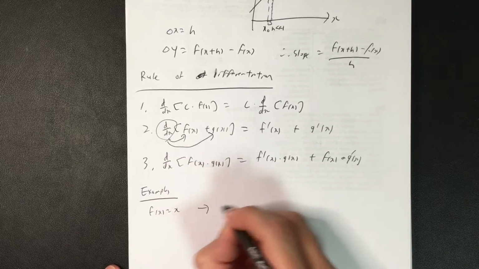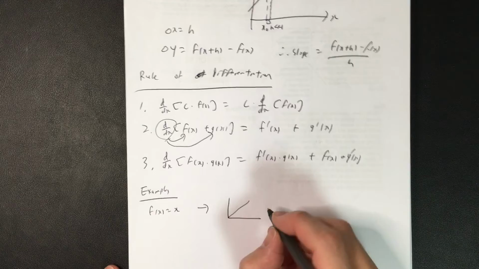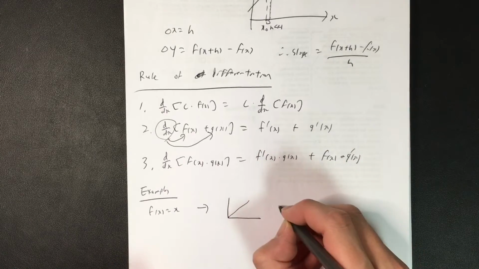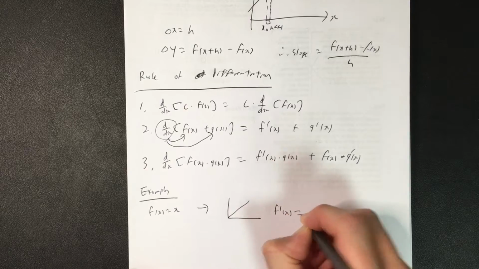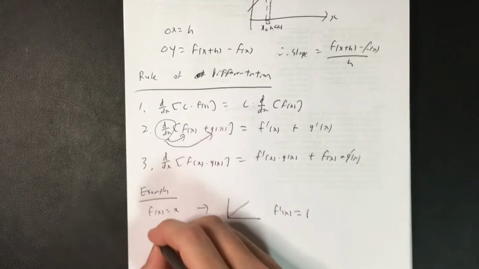This is pretty simple because f of x equal to x is just a linear graph. And if a graph is linear, then remember in algebra we said the slope equals the coefficient of the linear term, in this case equal to 1.